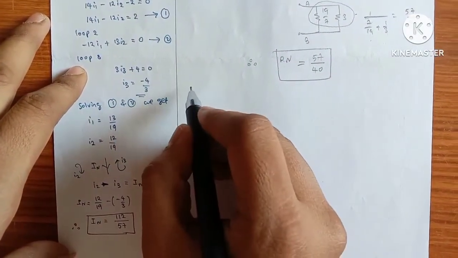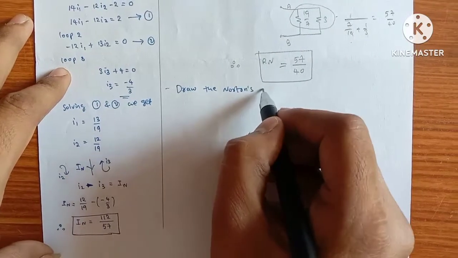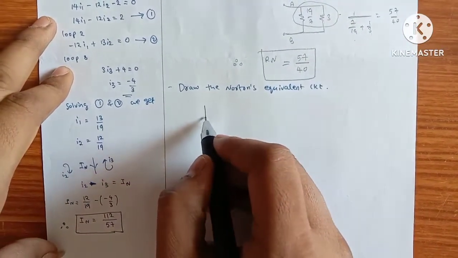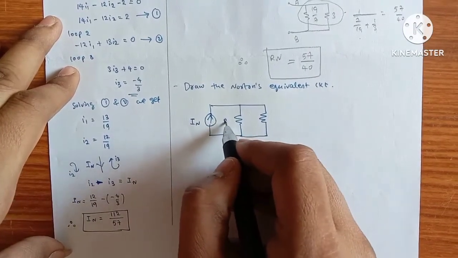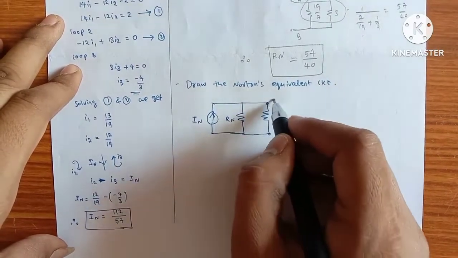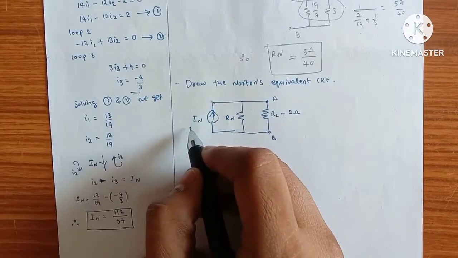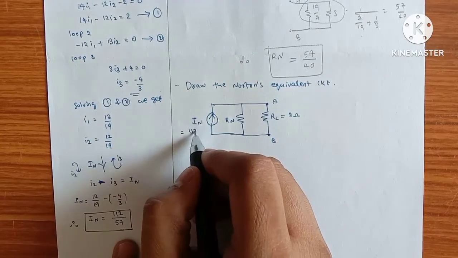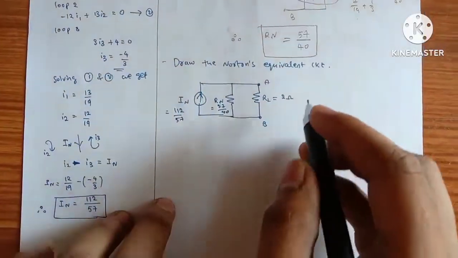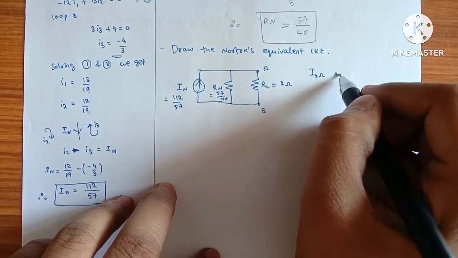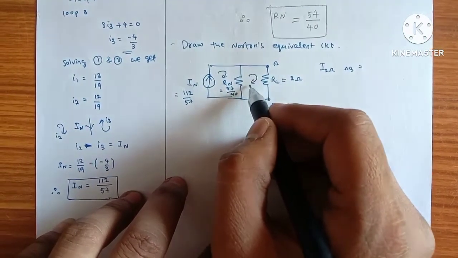From the last step of Norton's theorem, we should draw Norton's equivalent circuit. Norton's equivalent circuit looks like this. Here this is IN, this is Rn, and this is RL. RL is between A and B points, and RL is given as 2 ohms. From calculation, IN is obtained as 112/57 amps, and Rn is calculated as 57/40. From the question, we need to find the current through this 2 ohms resistor between A and B. The current flowing in this loop is IN. Let the current flowing in this loop be I.